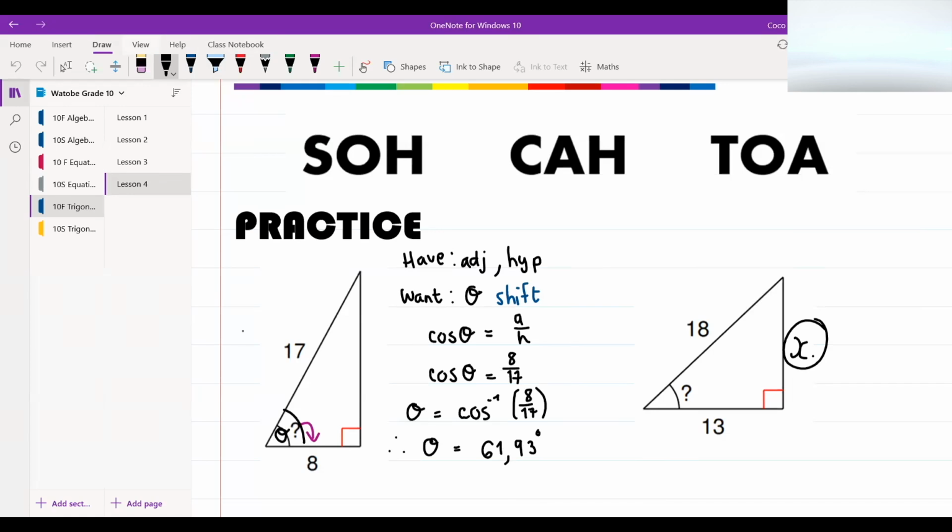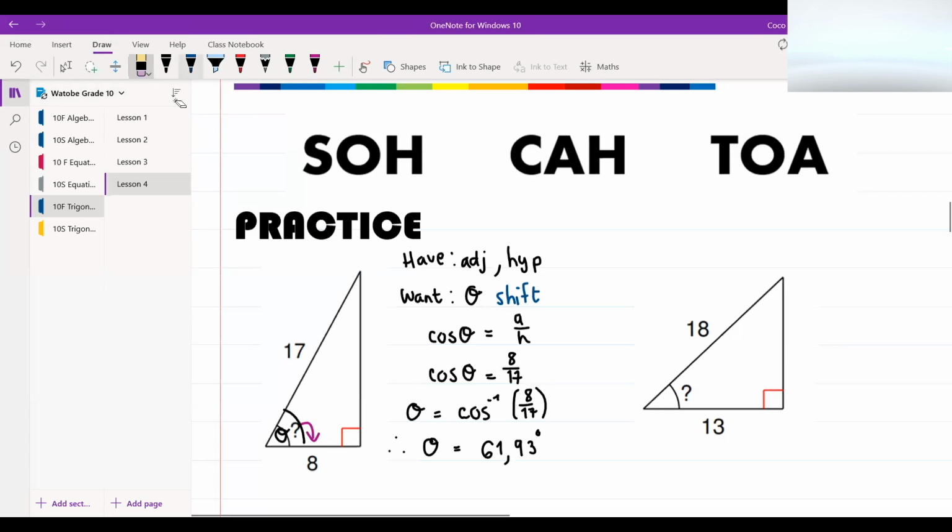So it won't really help? It makes it easier in a way, but because they've already given us two sides, we don't have to do the work of using Pythagoras to find the one side. We can just use the ratio that we know uses the adjacent and the hypotenuse. Okay. That makes sense. All right. Thanks. Excellent, Miss Vicky. All right. Bye.